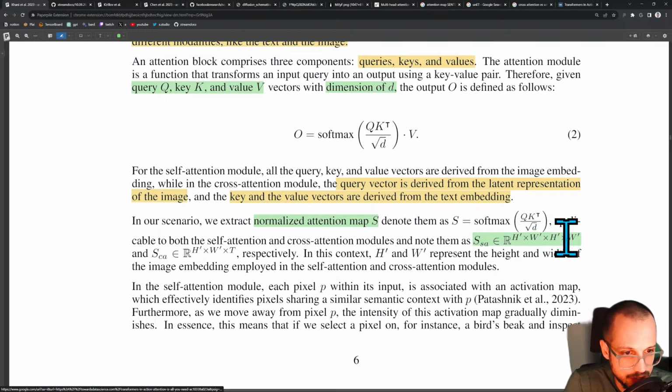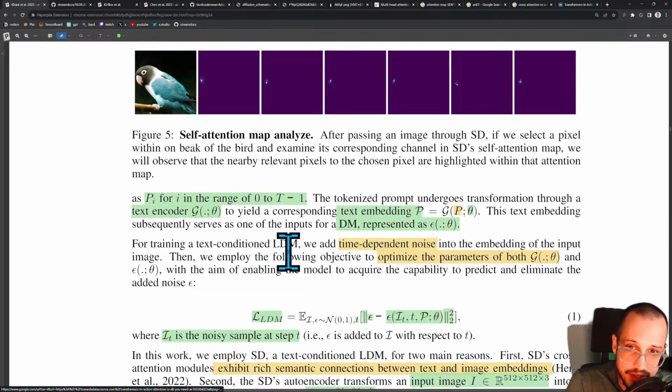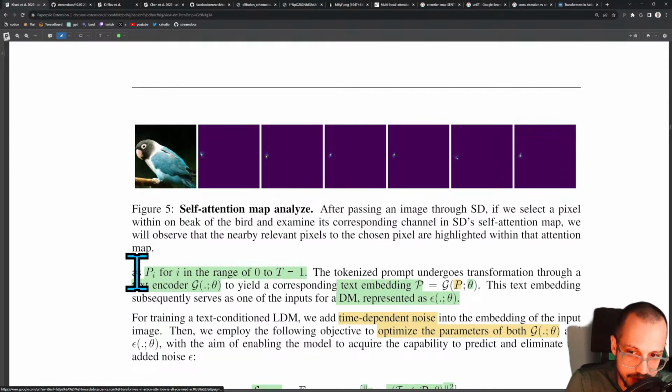Note that this is a tensor, right? It's not three-dimensional, it's four-dimensional now. And then you have SCA, which is the attention map for cross-attention, respectively. And note how here you have this T, because that T is the length of the tokens. So if you remember, the text encoder has T tokens, or the text sequence has a total amount of tokens T.